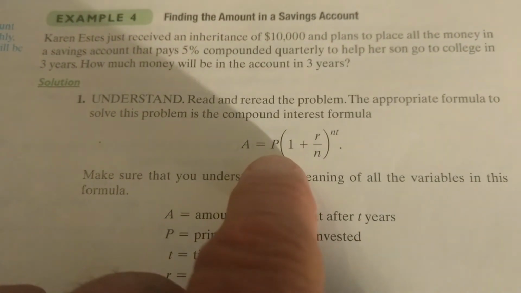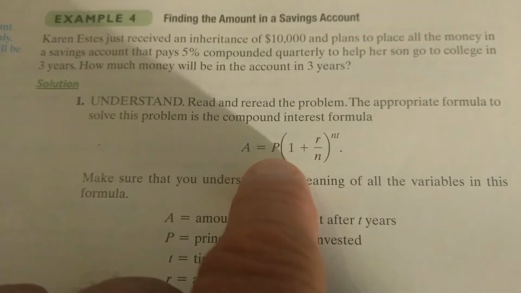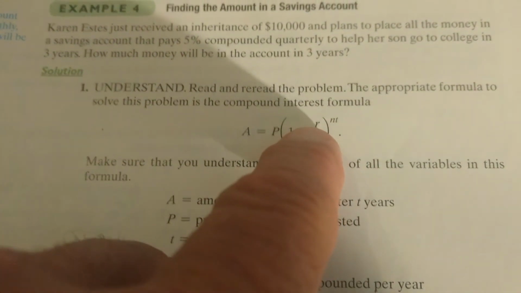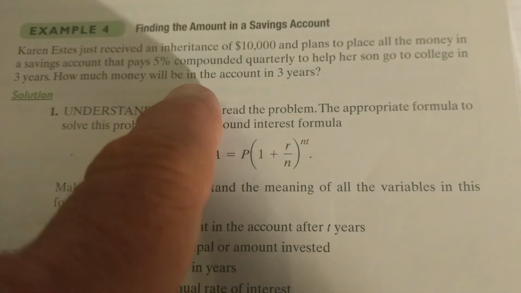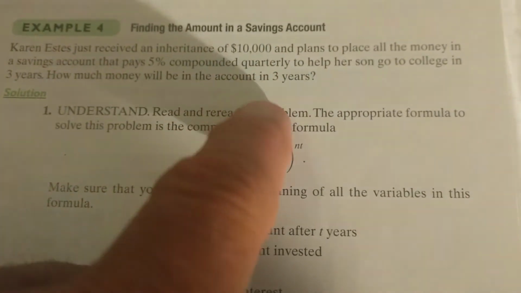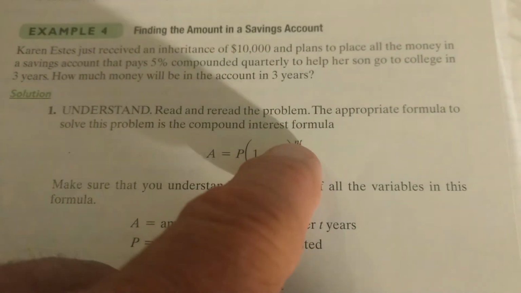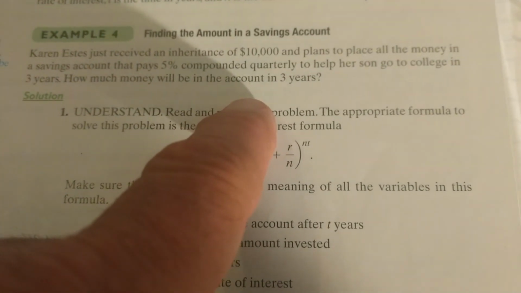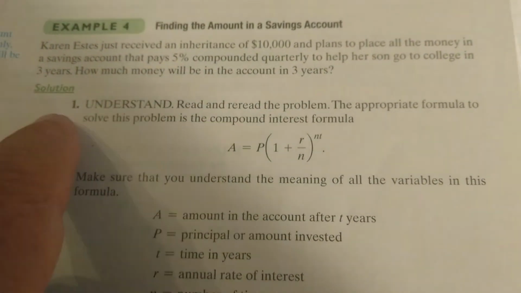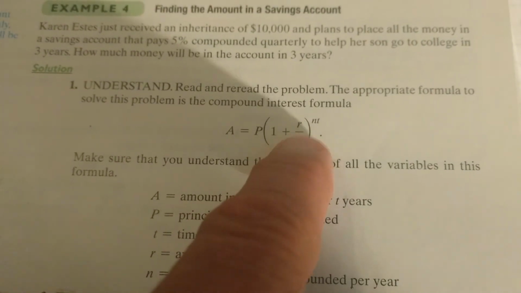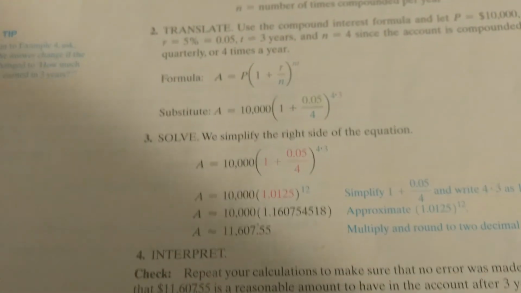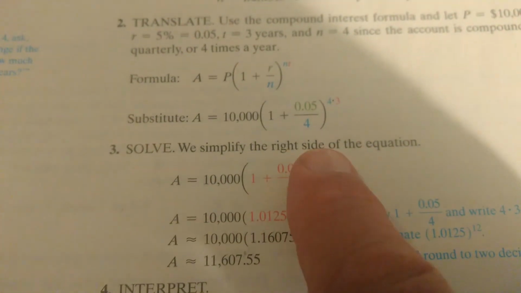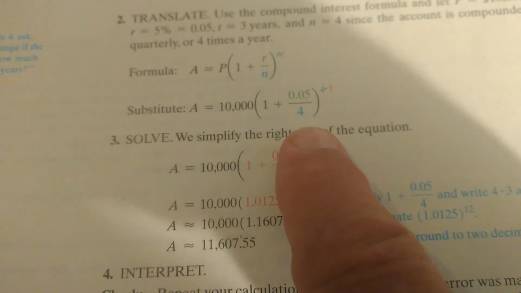So $10,000 is my principal, goes in place of P. 5%, which is 0.05, goes in place of my R. Compounded quarterly. Quarterly means 4, so 4 goes in place of N. And it's going to be to help her son go to college in 3 years. So the time is 3 years. So 3 goes in place of T. So if you look at this right here, here are the numbers in their particular variable spots.